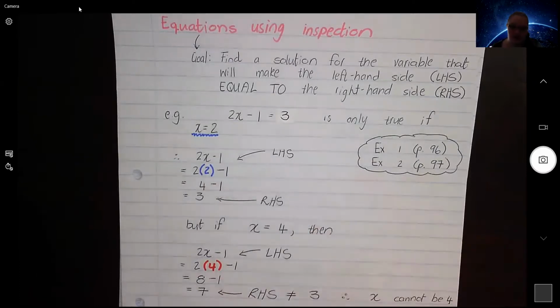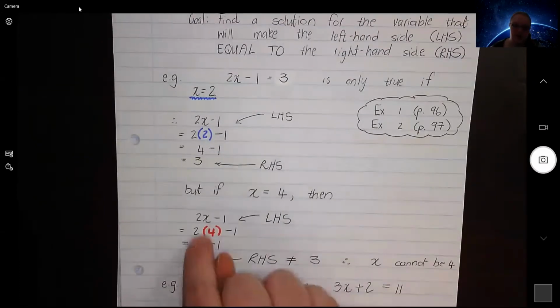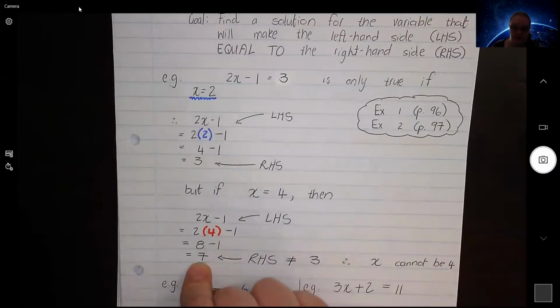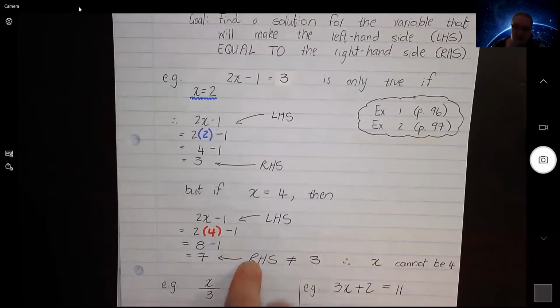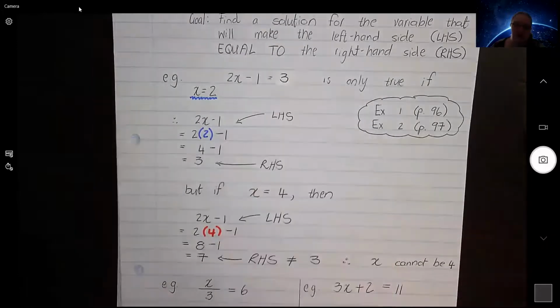If x is equal to 4, for example, then we have 8 minus 1, which is 7, which is not 3, so this isn't true anymore. So we only have one solution, and that solution is x equal to 2. Does that make sense? Give me a thumbs up if that makes sense. Okay. Do you guys have any questions about that?